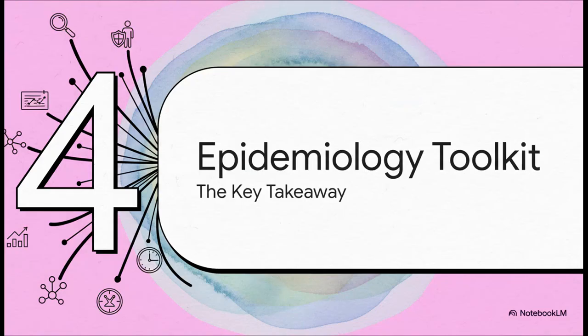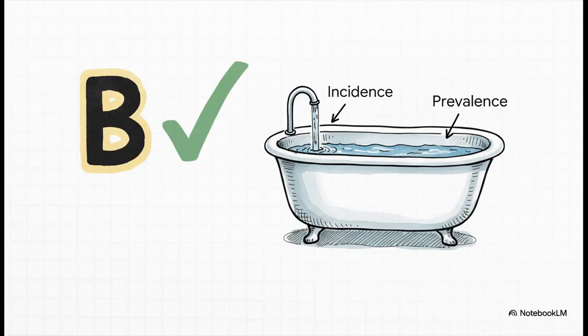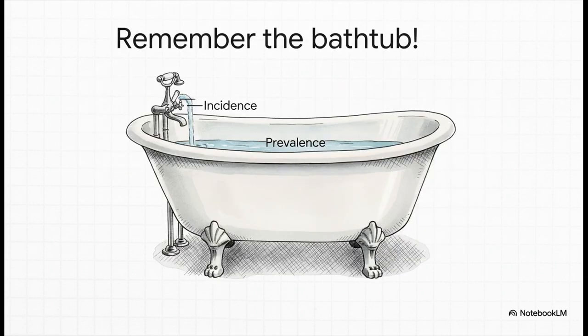All right, let's bring this all together into one simple, crystal clear takeaway. Going all the way back to that first question, the correct answer is B. It's really that straightforward. Incidence measures the new cases, the flow, and prevalence measures all the current cases, the total pool. If you just remember that, you've totally got it. And seriously, if you ever feel yourself getting confused, just come back to our bathtub. Incidence is the new water flowing in. Prevalence is the total pool of water already sitting there. It really is that simple.